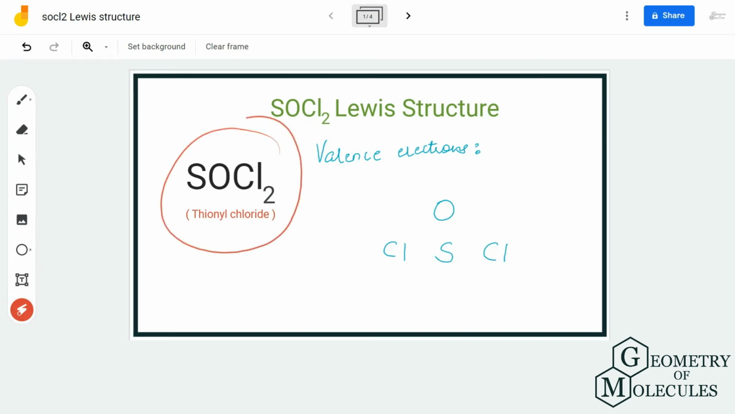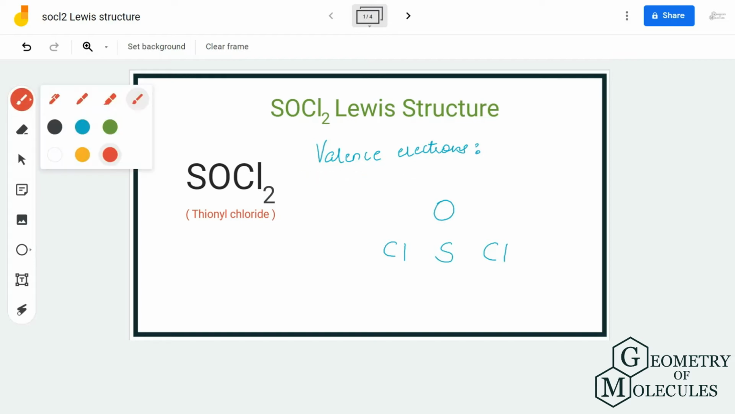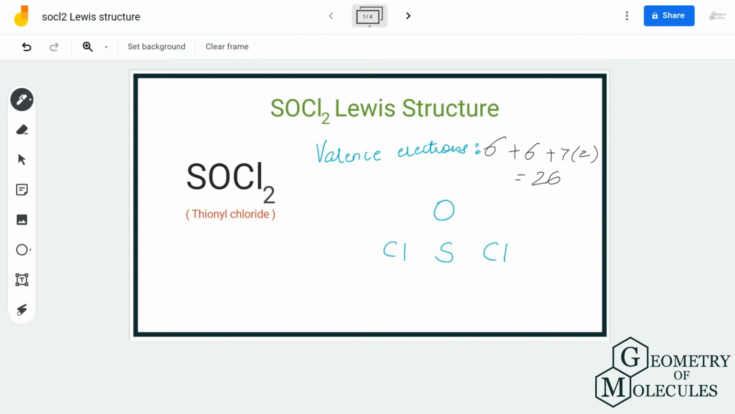In today's video we are going to look at the Lewis structure for SOCl2. It is the chemical formula of thionyl chloride, and to determine its structure we are first going to look at the total number of valence electrons. Here sulfur has 6 valence electrons, oxygen has 6 valence electrons, and chlorine has 7 valence electrons. But we are going to multiply this number by 2 because there are 2 atoms of chlorine over here. So in total we have 26 valence electrons.